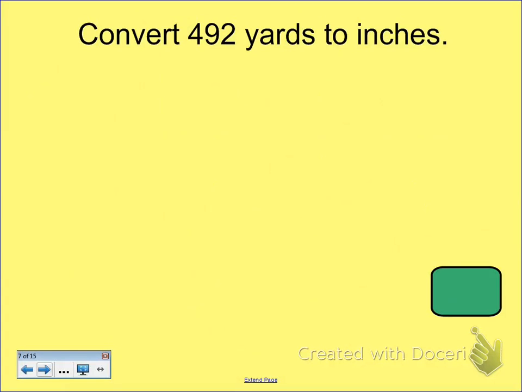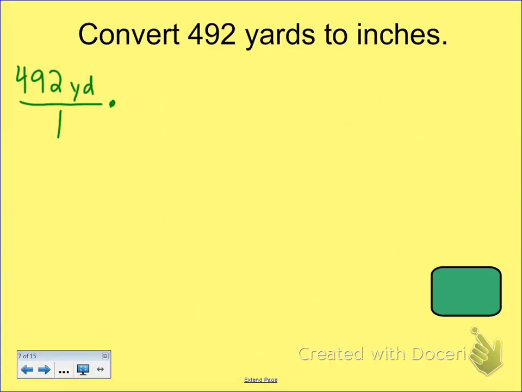All right, next problem is our conversions. Yes, on your exam we will give you the conversions. You just need to know how to apply them. So we always start out with what they give us and we put it over 1. So 492 yards over 1. And then you ask yourself, can you go straight from yards to inches? Nope, we're going to go to feet first.